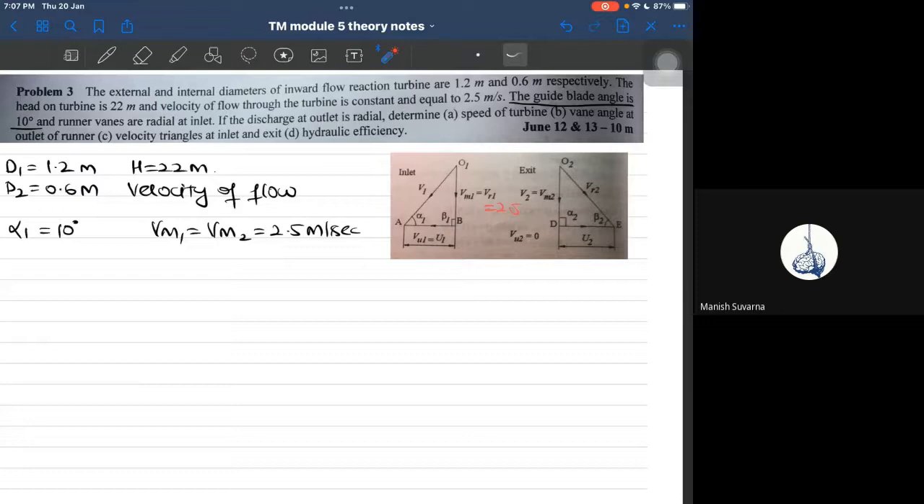If the discharge at the outlet is radial, so he has given directly that discharge at the outlet is radial. Determine. So what do we need to find here? Number 1, speed of the turbine. That means N is being questioned. Next, vane angle at outlet of the runner.